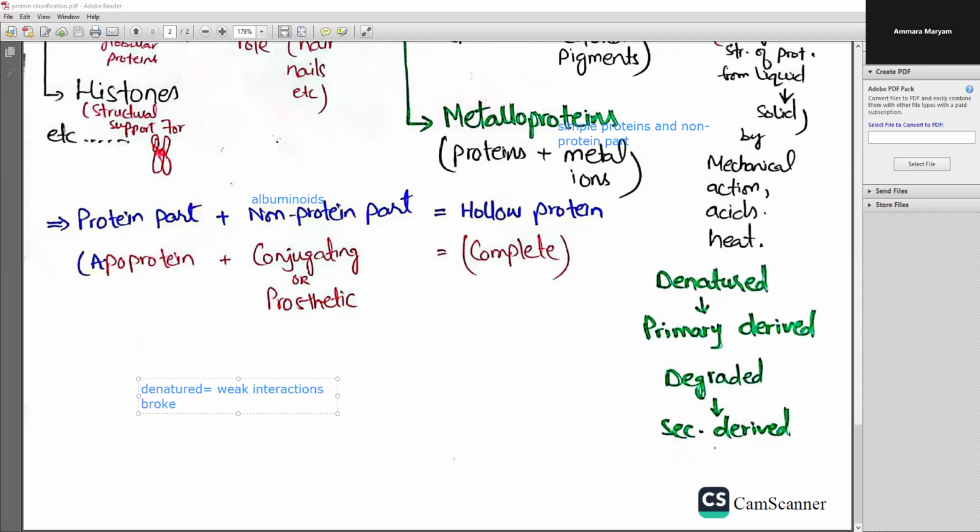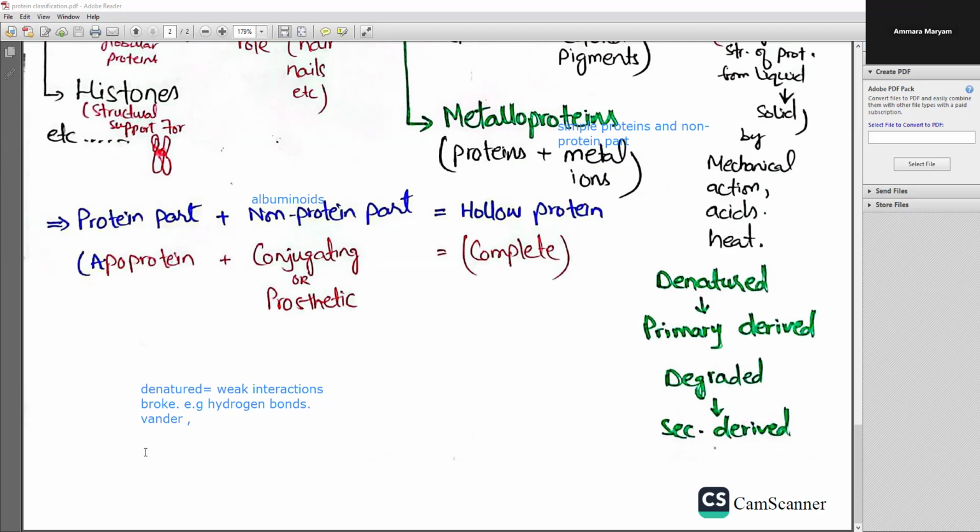Okay, not these strong interactions. So that can be hydrogen bonding. Let me write for example. These are the hydrogen bonds, van der Waals forces, and all such forces are going to be broken in the case of denatured protein.